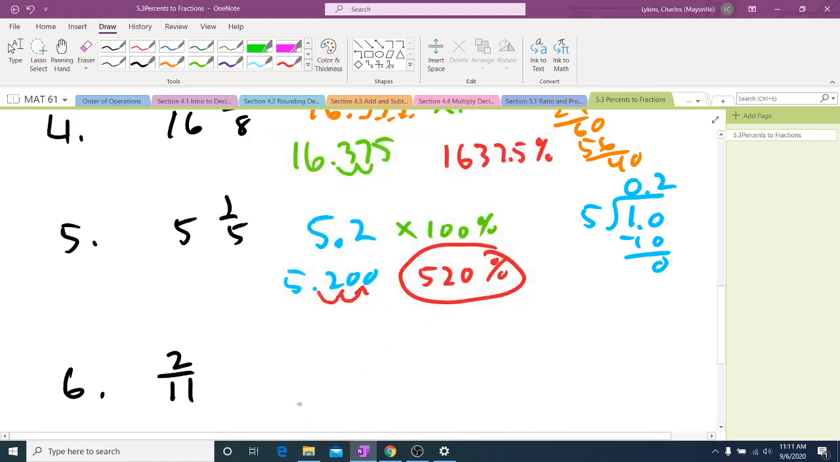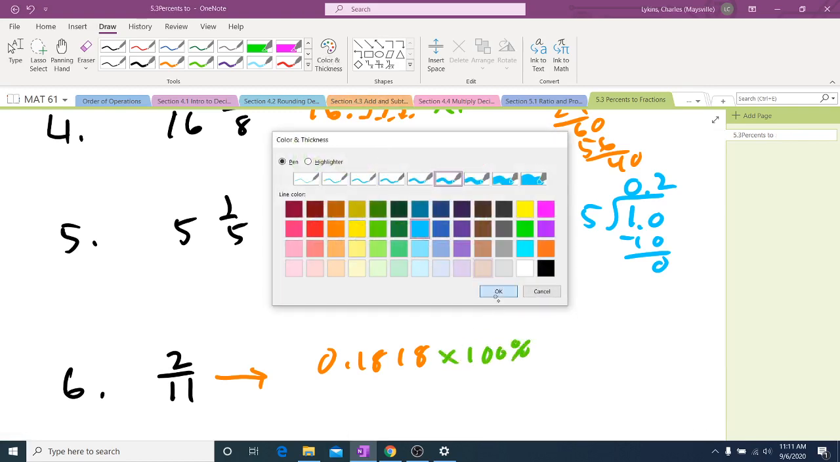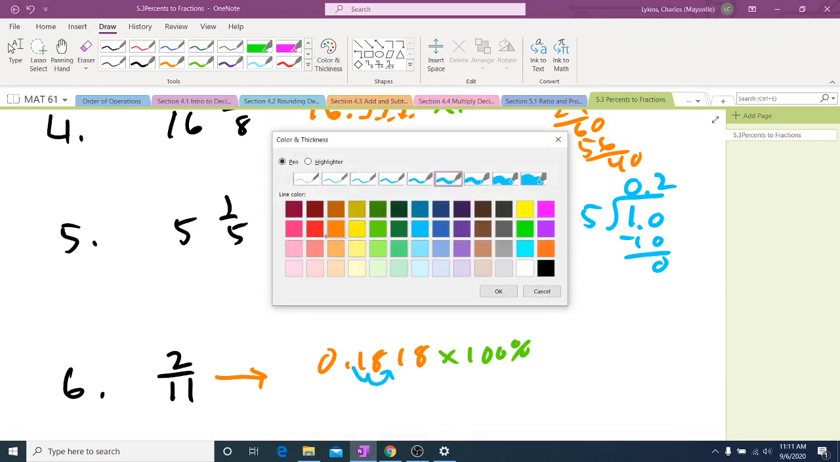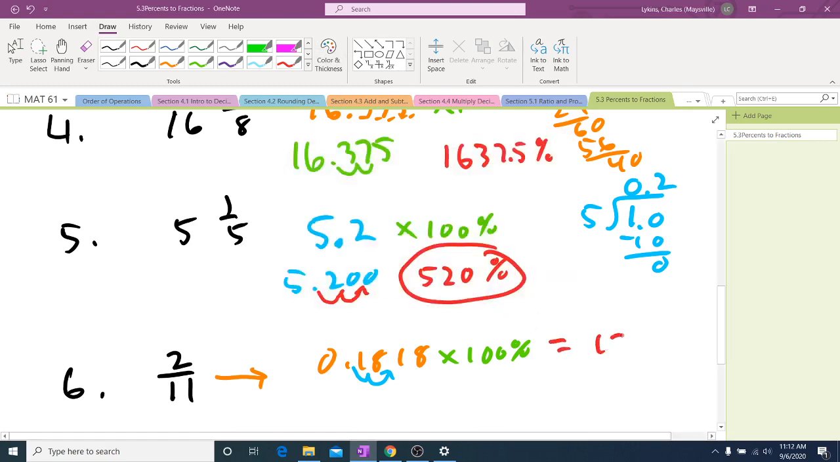So that's showing you some by hand. Now if we start putting this in my calculator, all you have to do with this fraction is do 2 divided by 11, which is 0.1818. Just like before, always multiply by 100%, which means we'll move the decimal over 2 positions. So my final answer is 18.18%. Just depends on what they ask you as far as your decimal is concerned, which place to round it to.